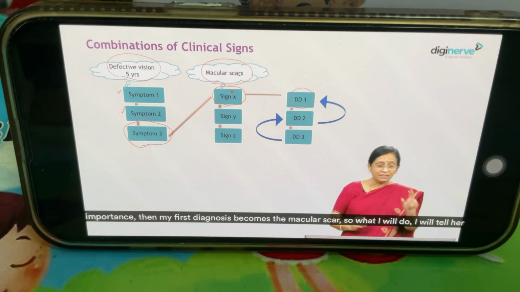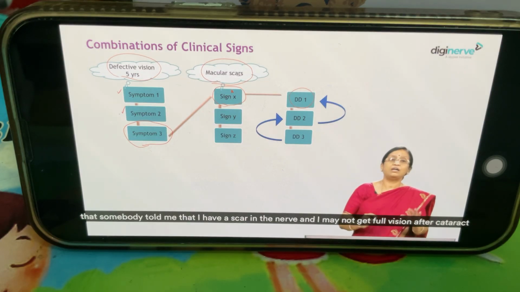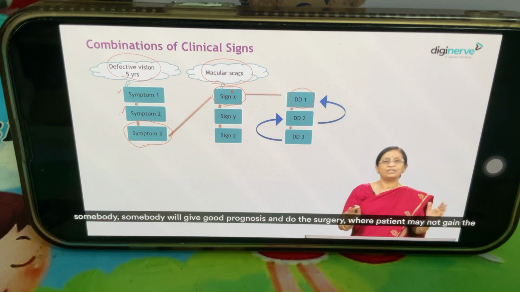So what I will do, I will tell her, madam, your macula is defective, there is a scar. Whenever you do cataract surgery, you have to tell this to your doctor. I may be doing it or somebody else will be doing it. So you have to say that somebody told me that I have a scar in the macula and I may not get full vision after cataract surgery. This is a very important piece of information, because she may have a mature cataract and go to somebody who will give a good prognosis and do the surgery where the patient may not gain vision at all.